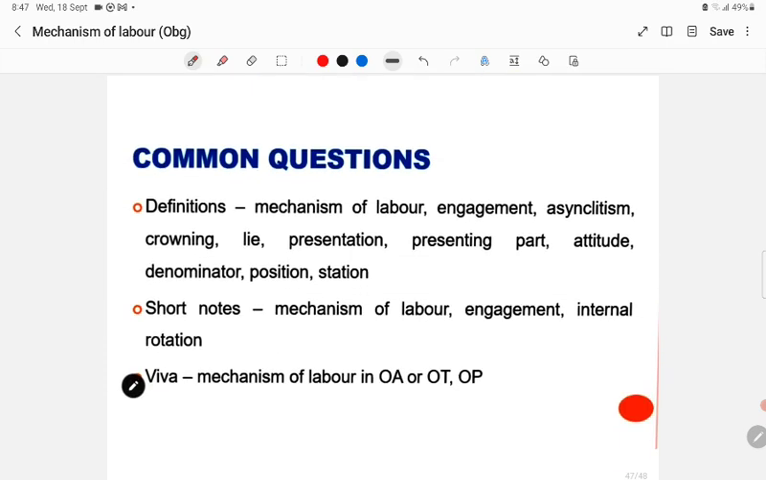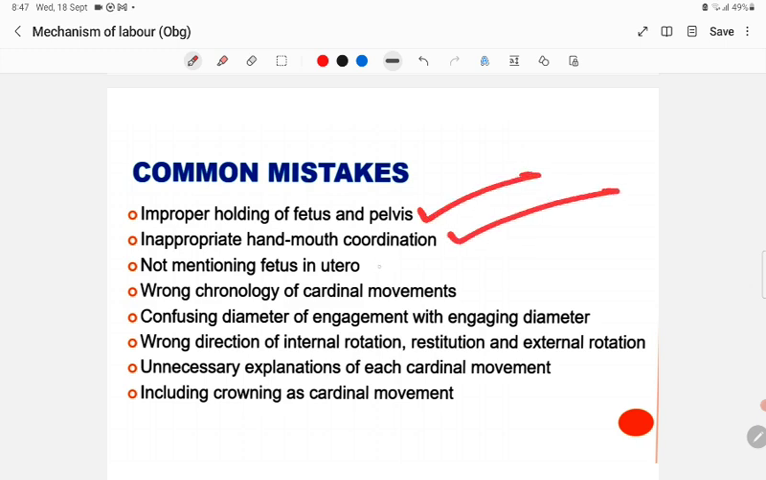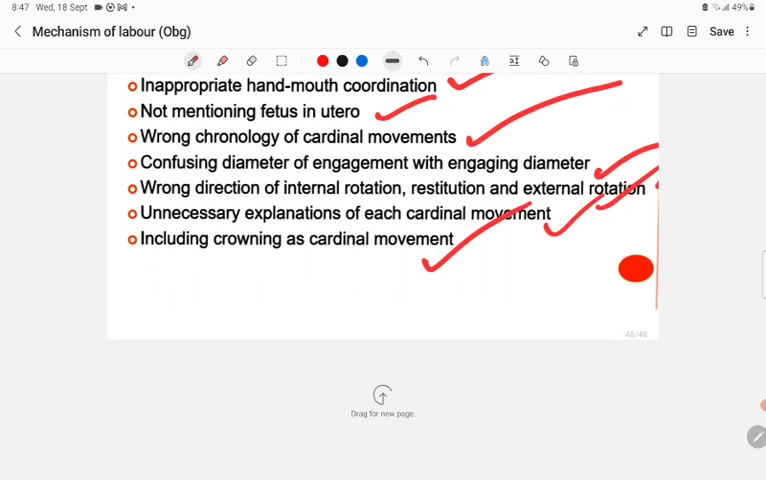Common questions, I already told you, these are the common mistakes you have to read. You have to be careful during this viva. Improper holding of the fetus and pelvis, inappropriate hand-mouth coordination, not mentioning fetus in utero, wrong chronology of cardinal movements, confusing diameter of engagement and engaging diameter of the fetal head, the wrong direction of the internal rotation, restitution, and external rotation, unnecessary explanation of each cardinal movement, including crowning as a cardinal movement. Okay.